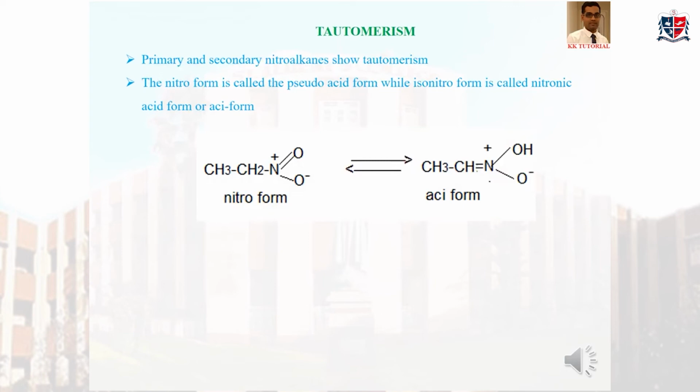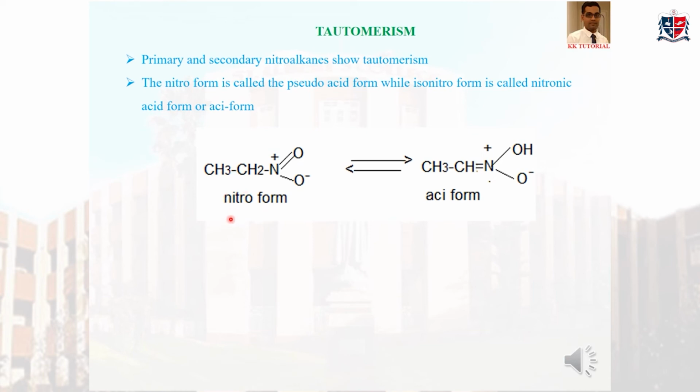And when we come to tautomerism, we know what tautomers or tautomerism are. Tautomers are isomers of a compound which differ only in the position of protons and electrons. There is no change in the carbon skeleton of the compound. So any chemical change which involves simple proton transfer in an intramolecular fashion is called tautomerism.